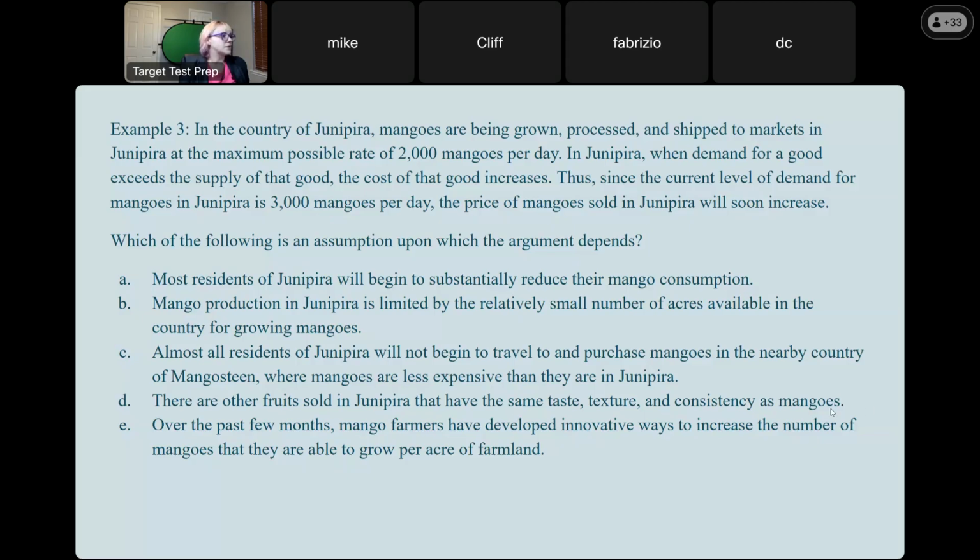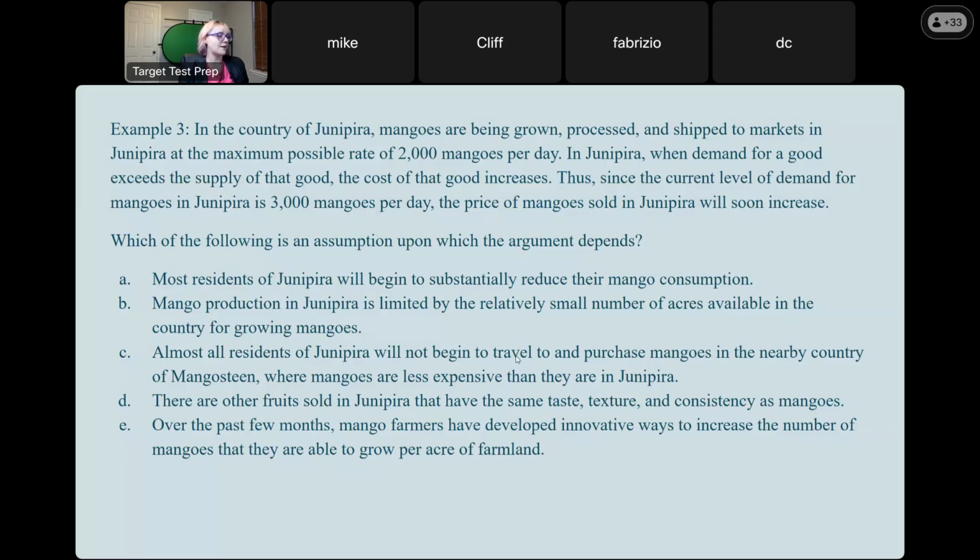D, there are other fruits sold in Junipero that have the exact, so again, we're talking about mangoes. We do not care about other fruits. And then E, over the past few months, mango farmers have developed innovative ways to increase the number of mangoes that they are able to grow. So we know that they're maxed out at 2,000. That is just trying to sway us there, I guess, but we already have the information that we have to work with. So it is C.